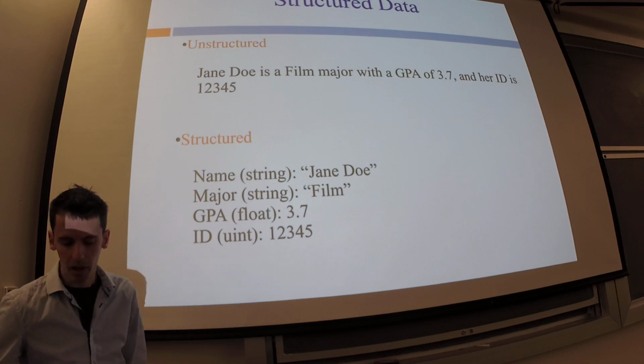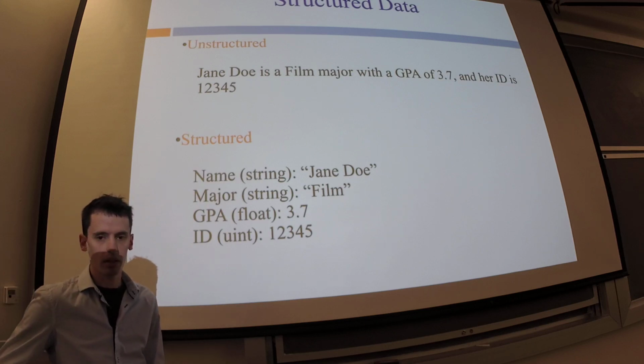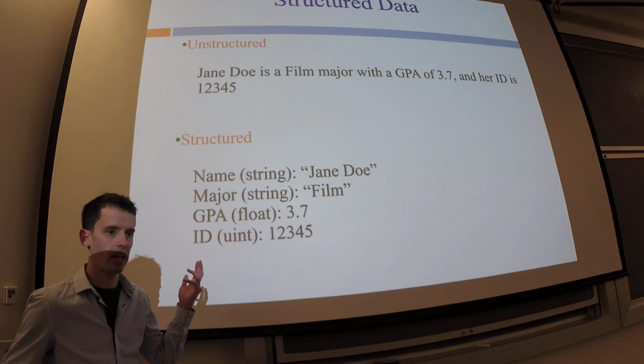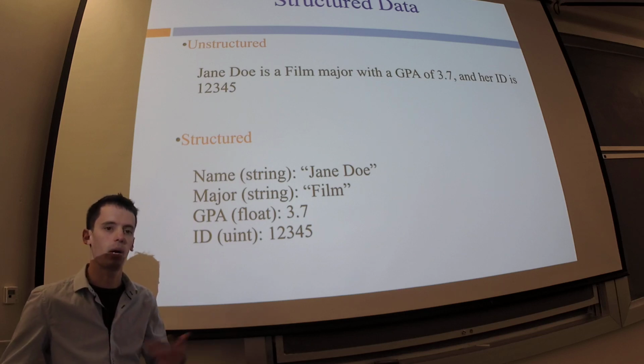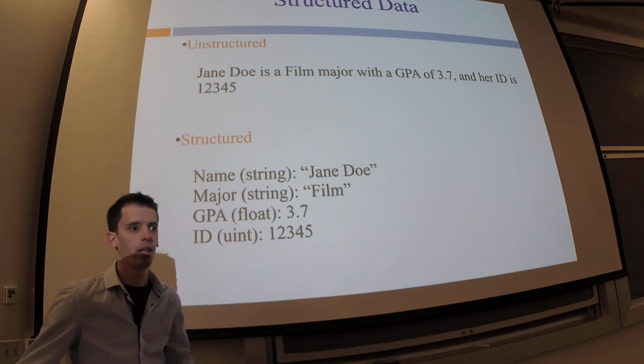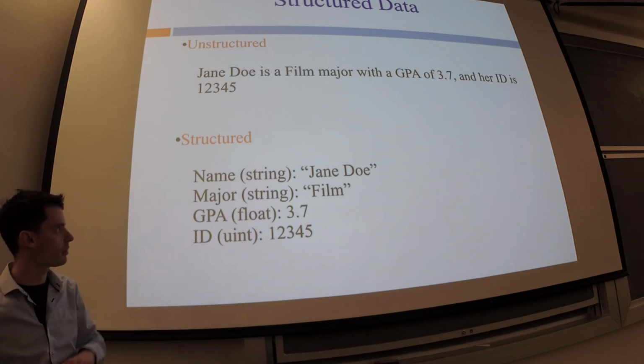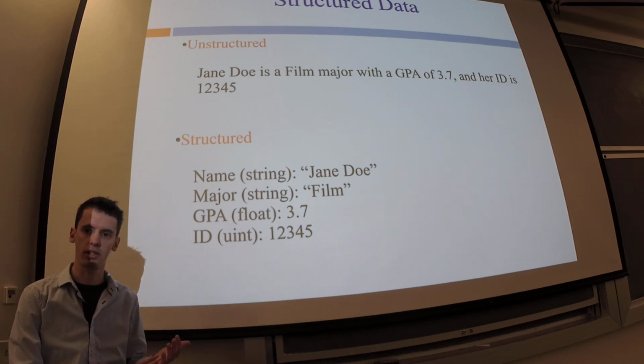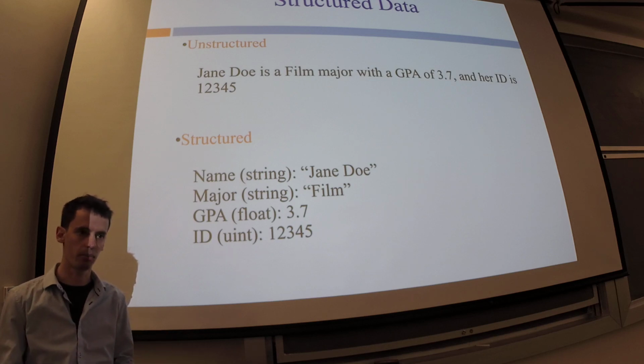So just to recap, unstructured versus structured. In English, if I was describing a student, I would use an unstructured form. In a computer, I would use something like this. I would say, okay, there's a name, which is a string, and the name is Jane Doe.